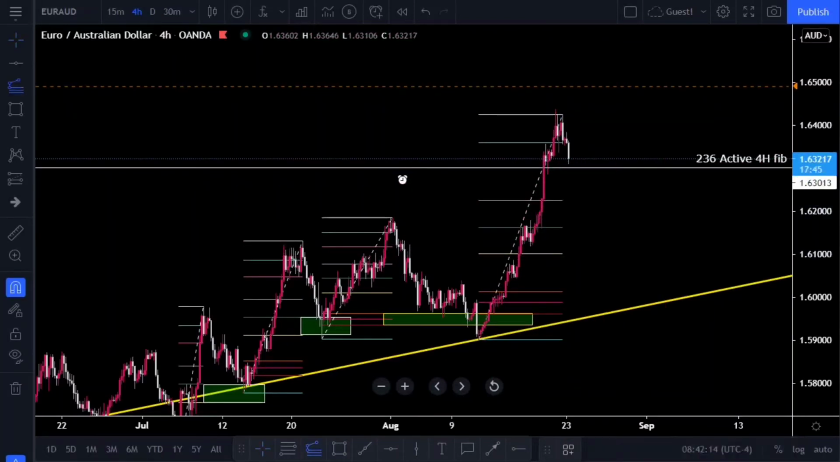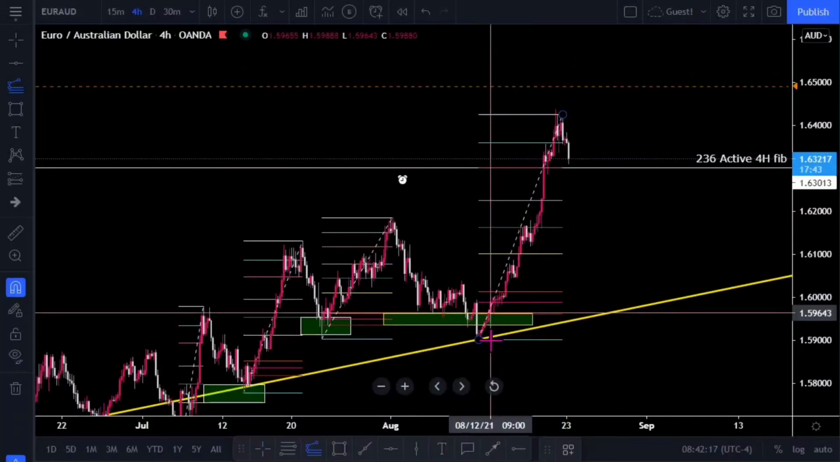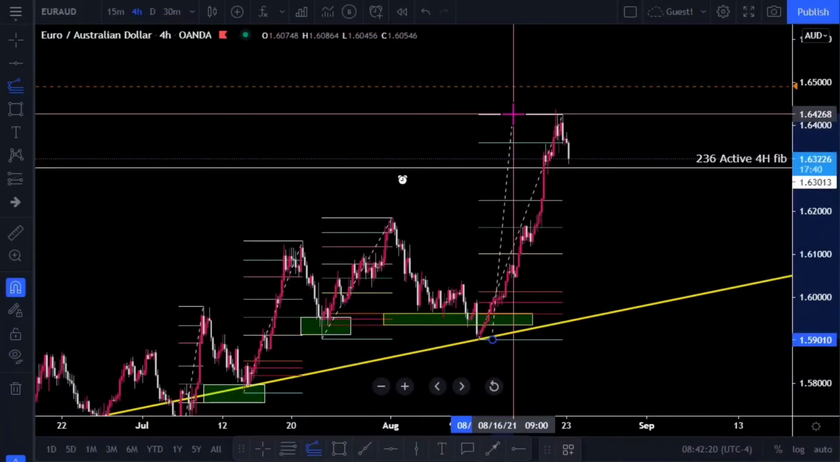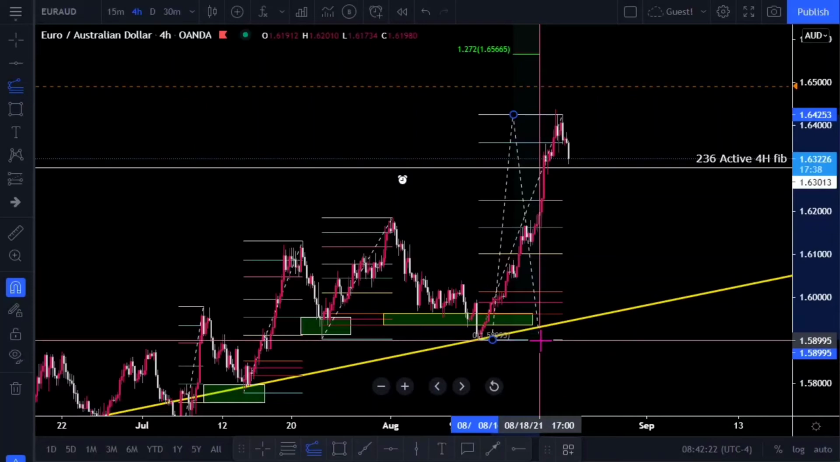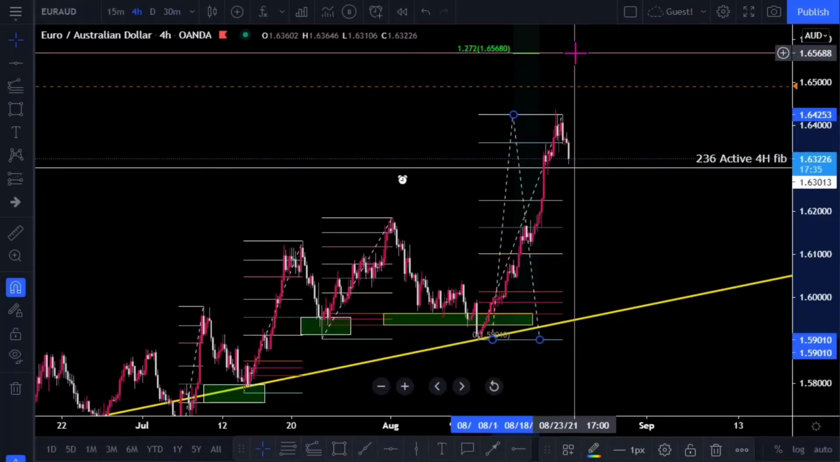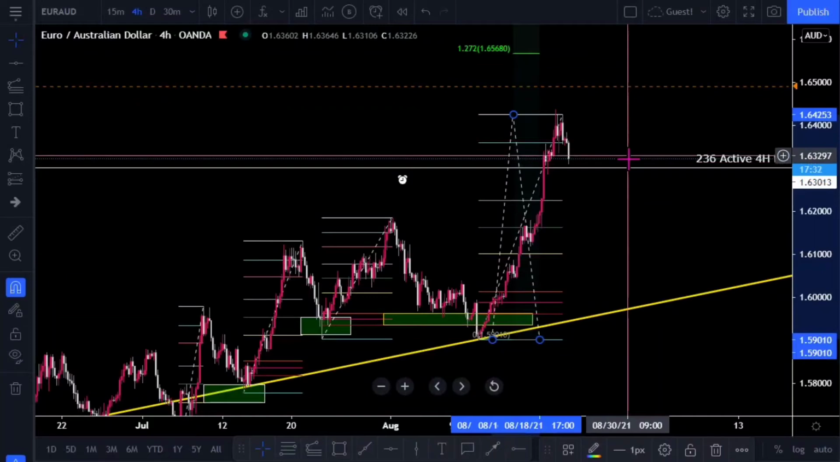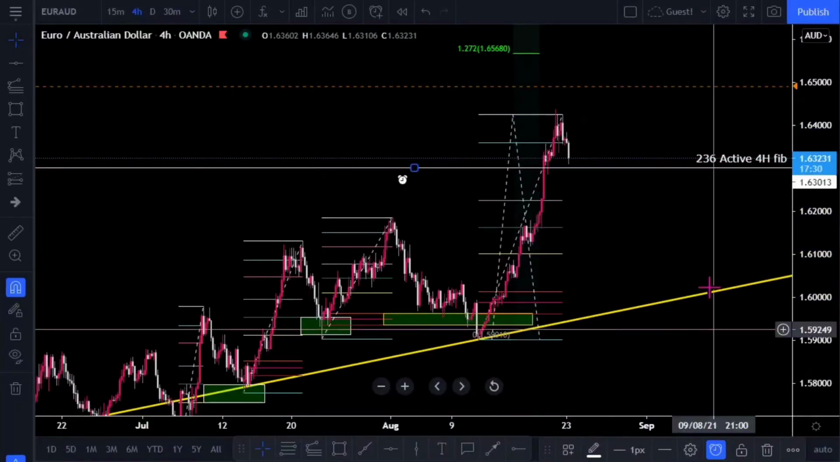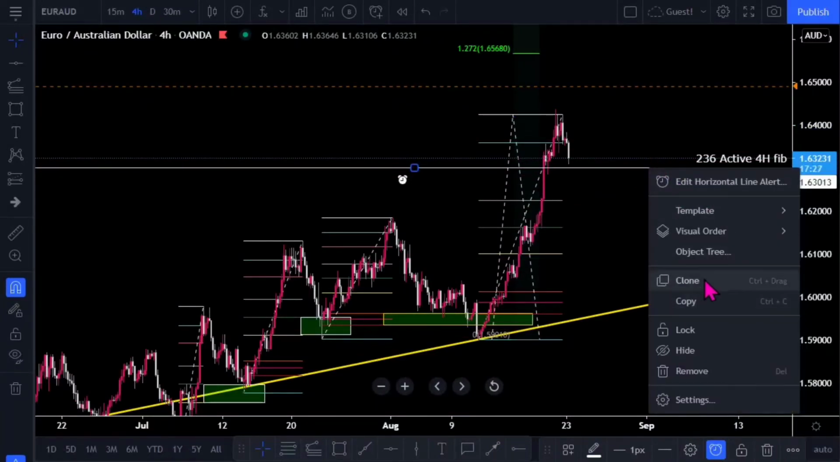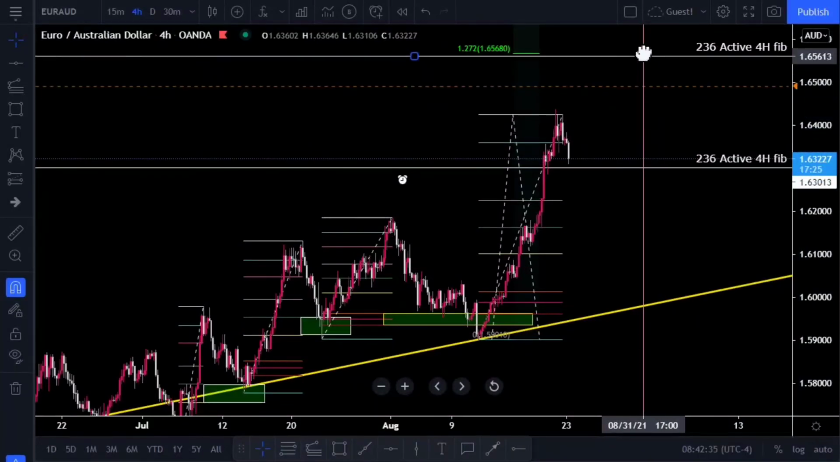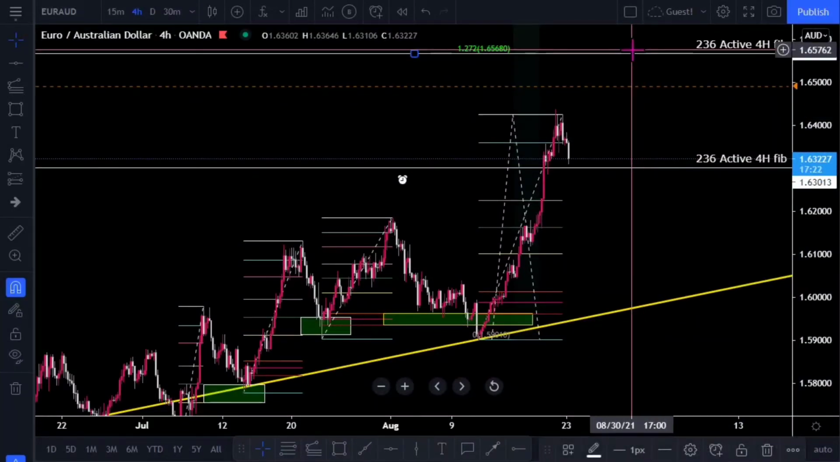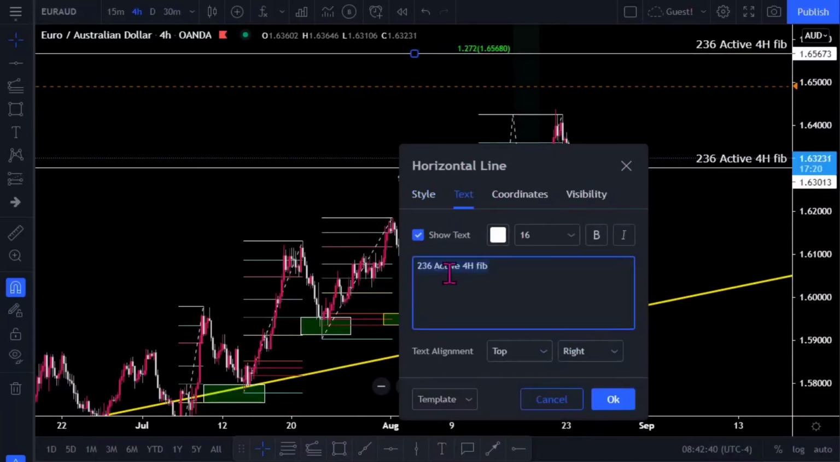Okay, now if this fib does activate, what happens is we will be using our fib extension tool and looking for price to come to this area. Okay, so let's clone this one, and we're gonna put that up here, double click it, and rename it just a little bit. So this is no longer active fib. This is 236 entry TP.